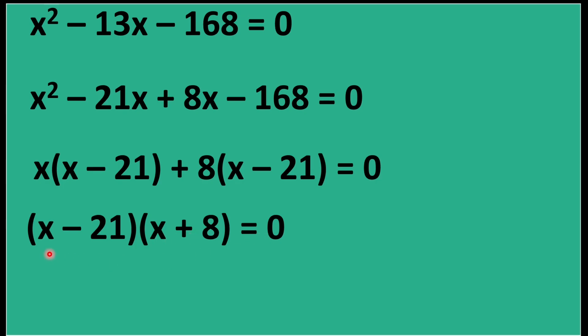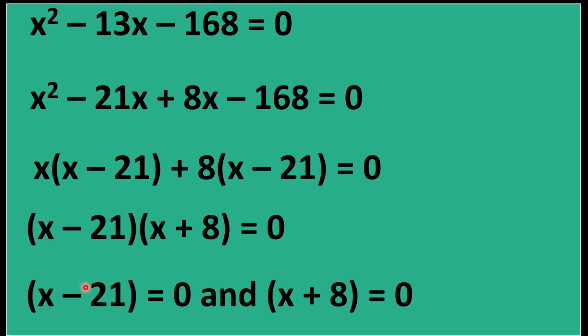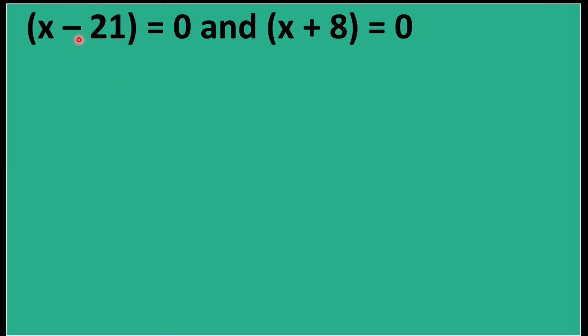Now we will compare these two factors one by one with 0. That is, x minus 21 equals 0 and x plus 8 equals 0. Now we will send this minus 21 to the other side of the equation. So this will become x equals 21, and we will send this plus 8 to the other side, so this will become x equals minus 8. So x equals 21 and x equals minus 8. So we have these solution set of the given question.